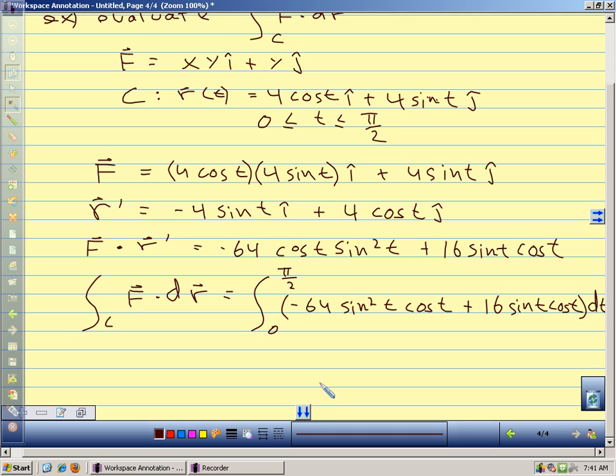And this integral to evaluate, easy peasy, very straightforward, right? And we get minus 40/3.